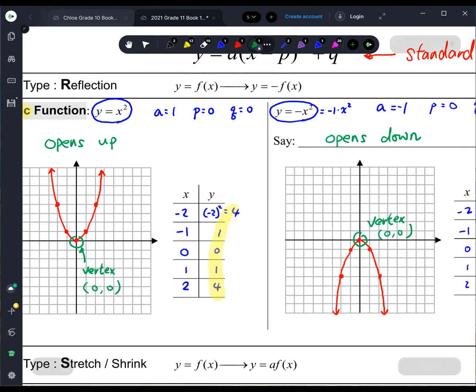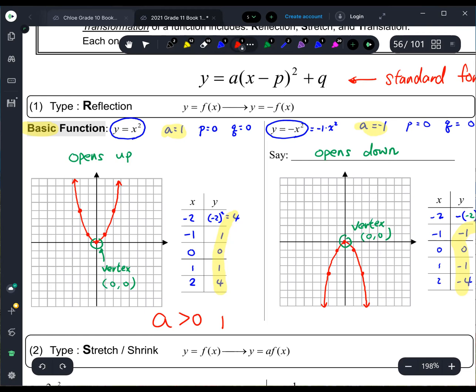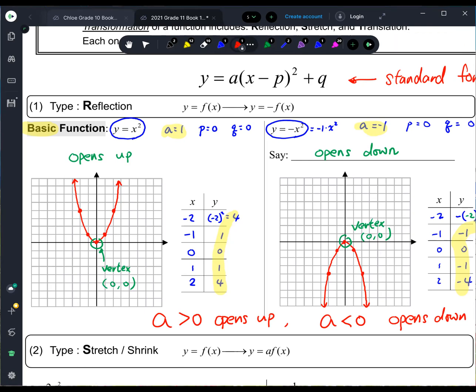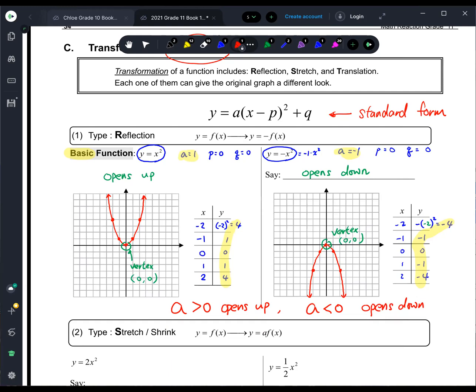So by looking at the values of the A, P, Q, the A is the difference between the two, right? When A is a positive number, it will open up. When A is a negative number, it will open down. Okay, so we need to write that down. A greater than 0 opens up. A less than 0 opens down. Okay, A controls open up or open down, because when you have a negative value for A, it makes the y value become negative.